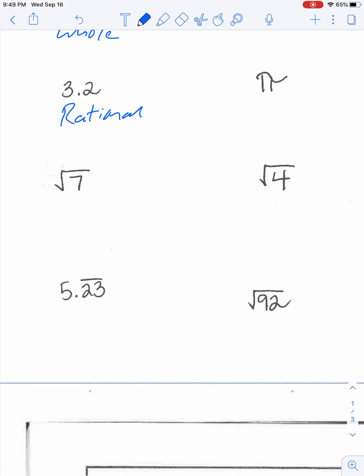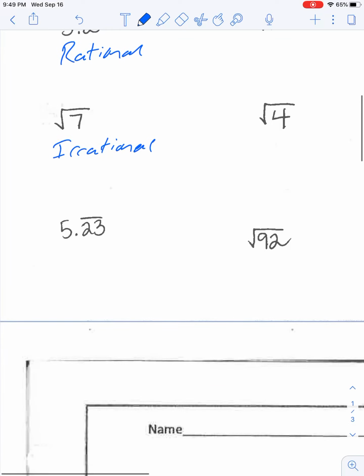Square root of 7, again, there's a number that does not come out to be a nice number, as you hear me say. It's not a perfect square number, so that will be an irrational number. And 5.23 repeating is another rational because that is a repeating decimal. 5.232323 and so on. Okay, so there's that first column there just to give you a little start.